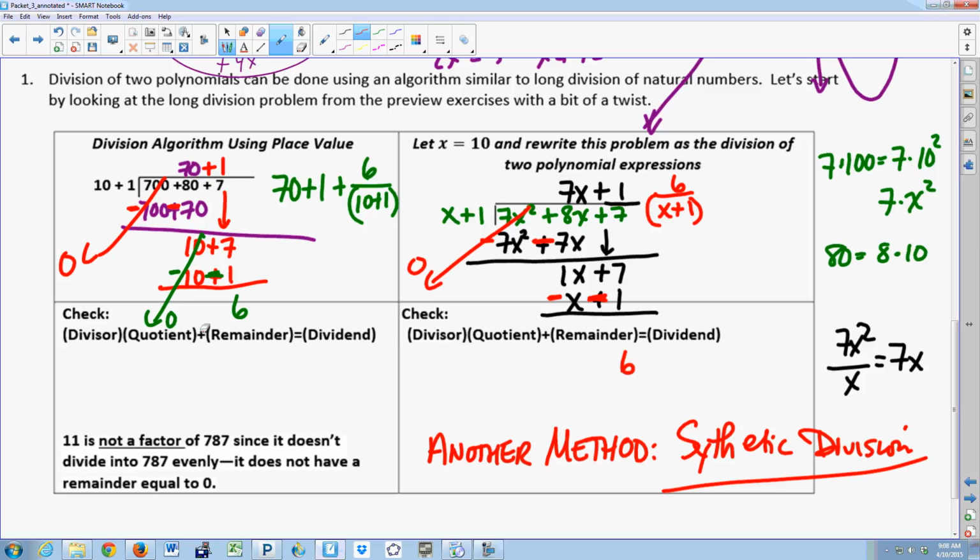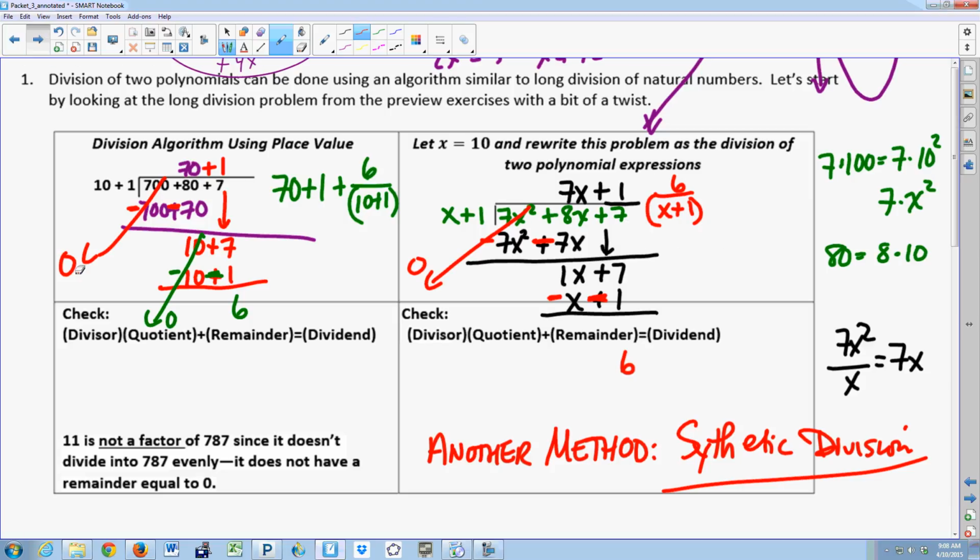So, you did it in your homework, synthetic? Okay. Oh, so you looked it up? Yeah. Okay. So we say here that 11 is not a factor of 787, and we say x plus 1 is not a factor of 7x squared plus 8x plus 7.